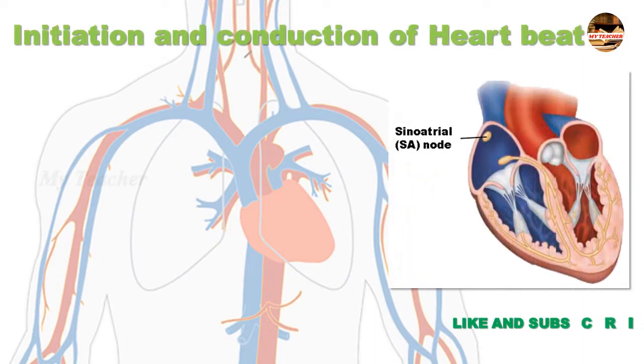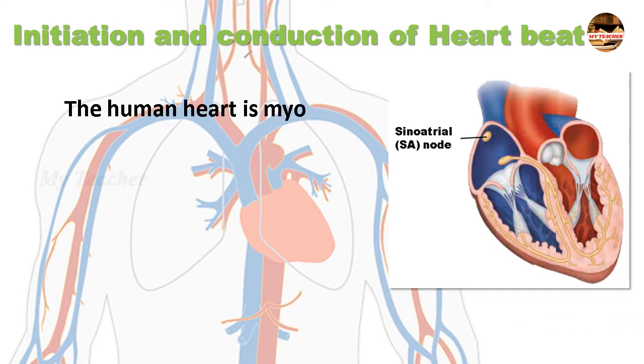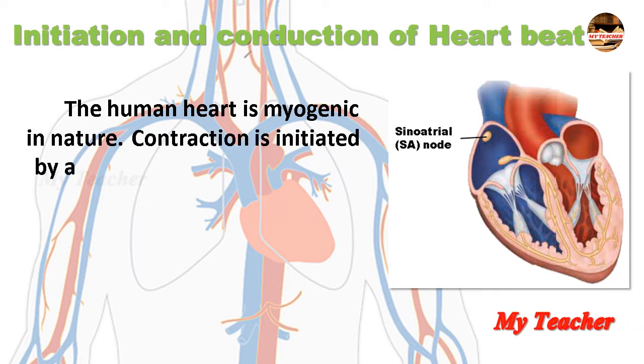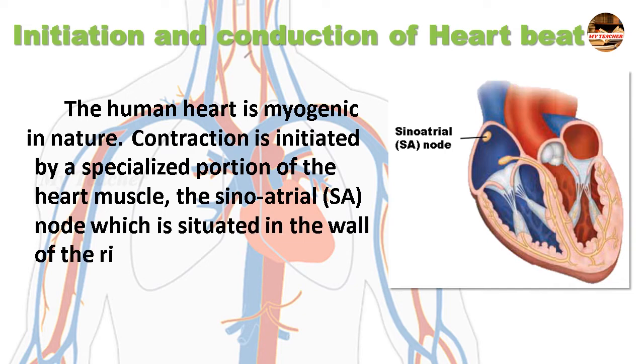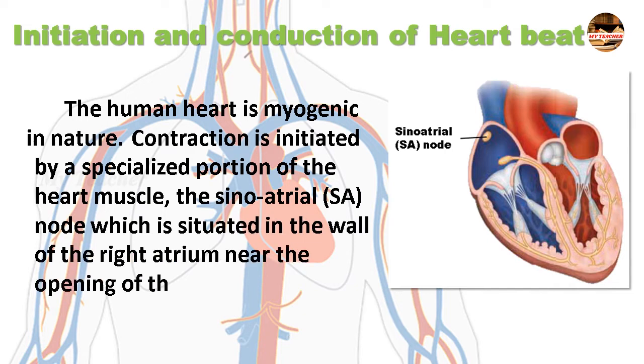Initiation and conduction of heartbeat. The human heart is myogenic in nature. It is made up of muscles. Contraction is initiated by the specialized portion of the heart muscle, the sinoatrial node or SA node, which is situated in the wall of the right atrium near the opening of the superior vena cava. You can see the SA node in the picture.